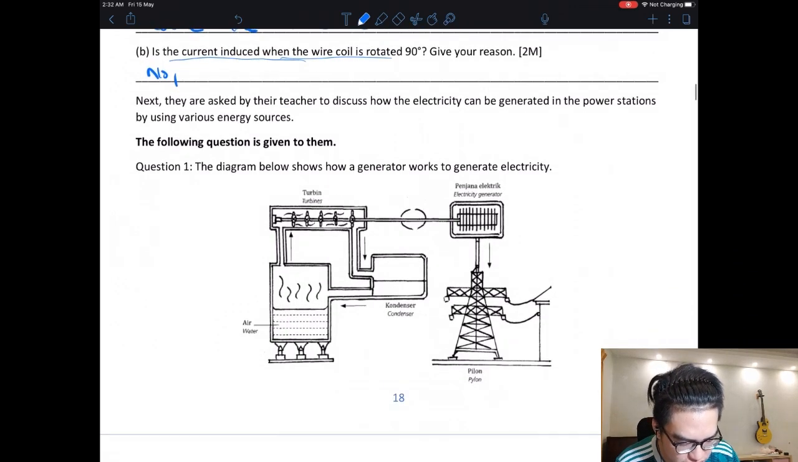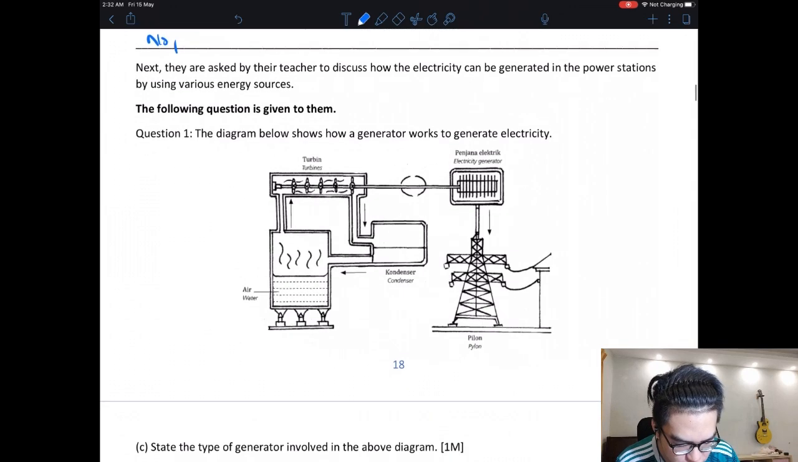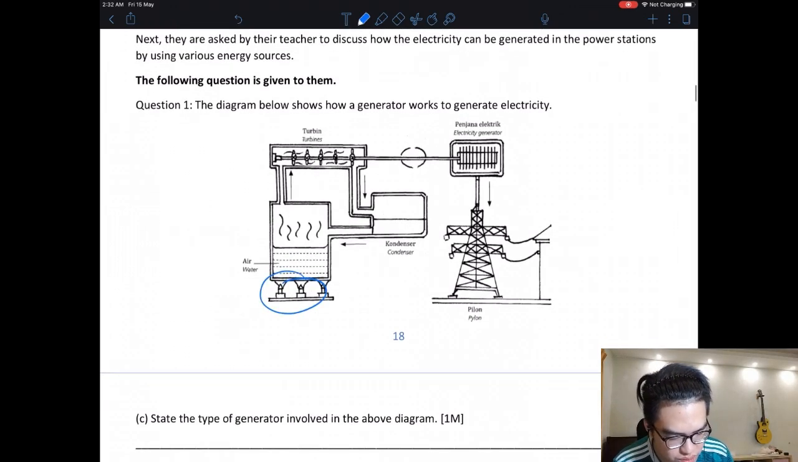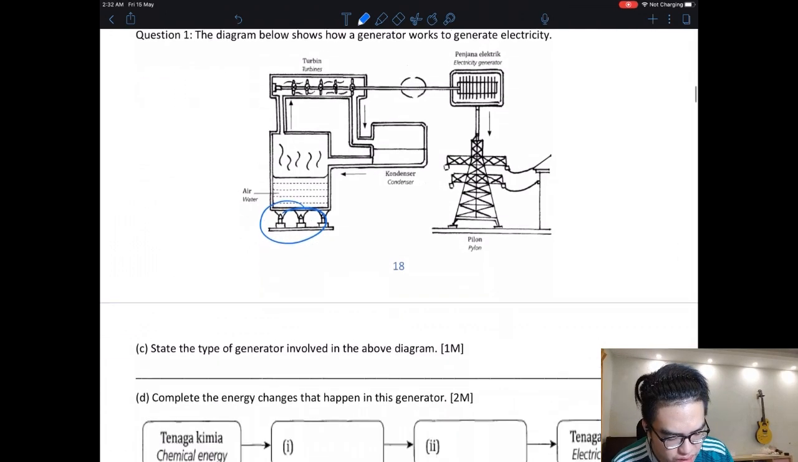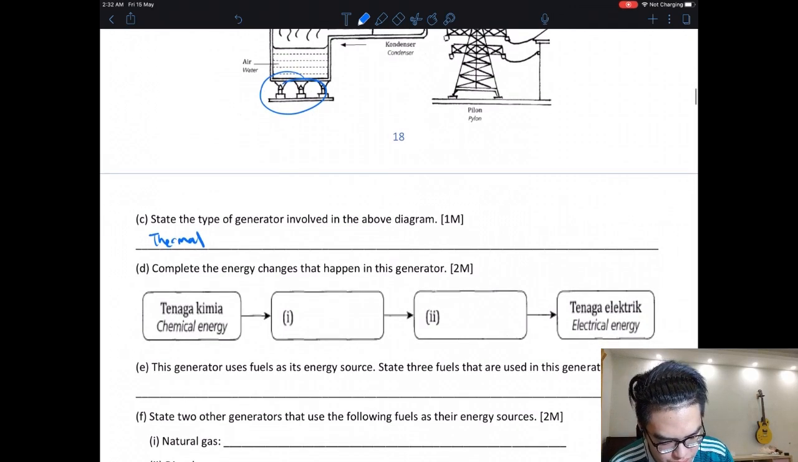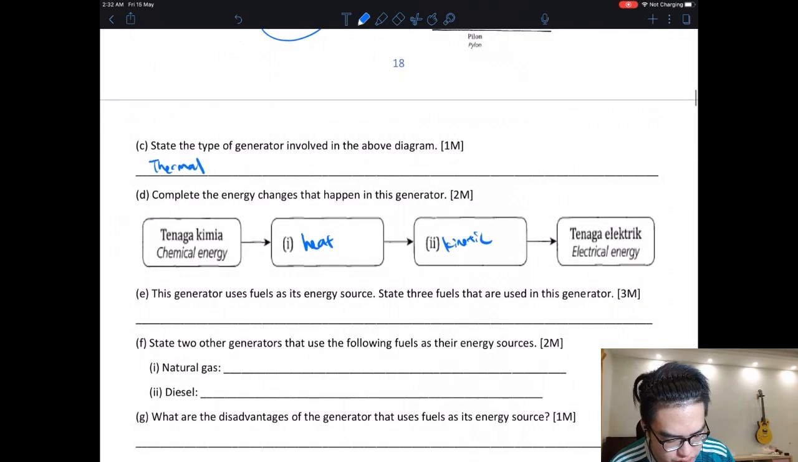This is a generator. So I'm heating. This is a thermal generator. I'm heating water, it turns into steam, and then it spins the turbine. State the type of generator. This is thermal. So chemical energy changes into heat, changes to kinetic, then electric.